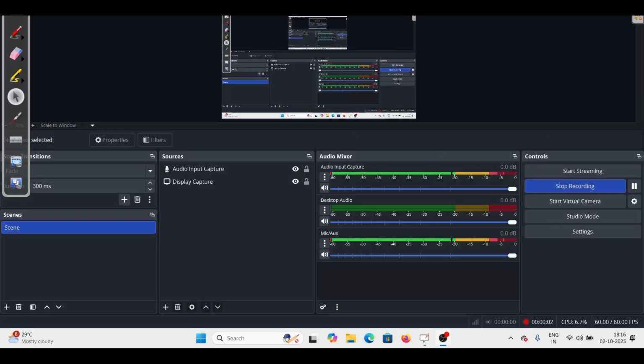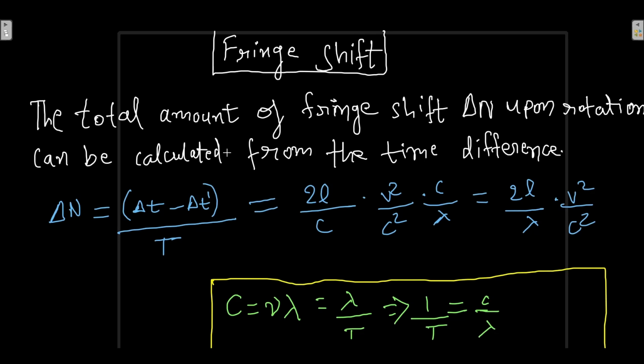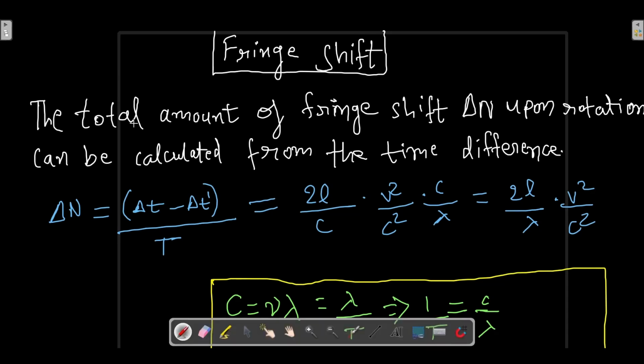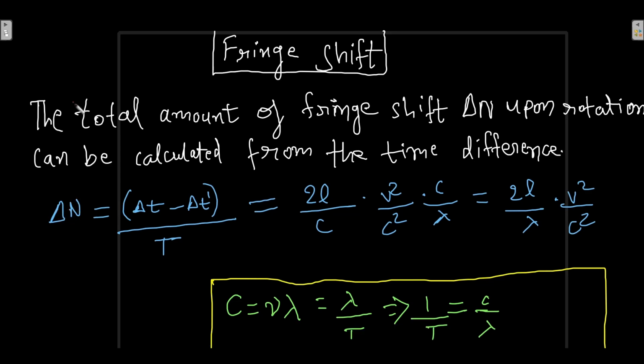Let's look at the fringe shift. The total amount of fringe shift, delta capital N, upon rotation can be calculated from the time difference. It is given by this formula: delta t minus delta t dash, that is, the total time difference after rotation, divided by the time period, capital T.